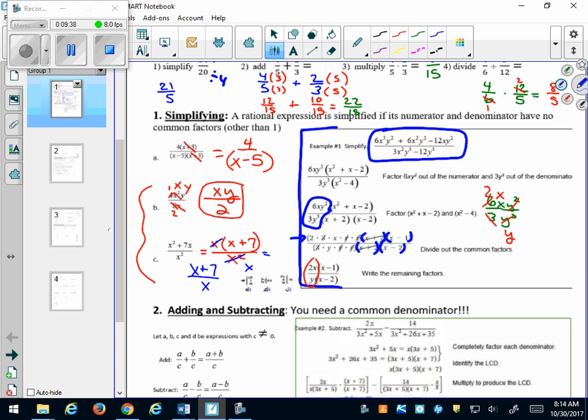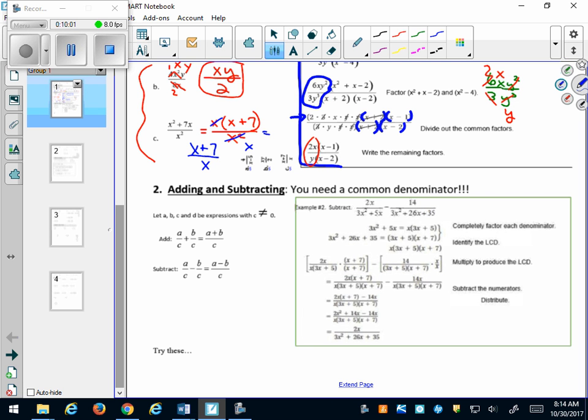And like I said, now, don't be tempted to cancel those x's, right? Because it's an x plus 7 on the top and just an x on the bottom. And you're canceling common factors. x is not a factor on the top. So you can't cancel it with the x on the bottom. Does that make sense? Yes?